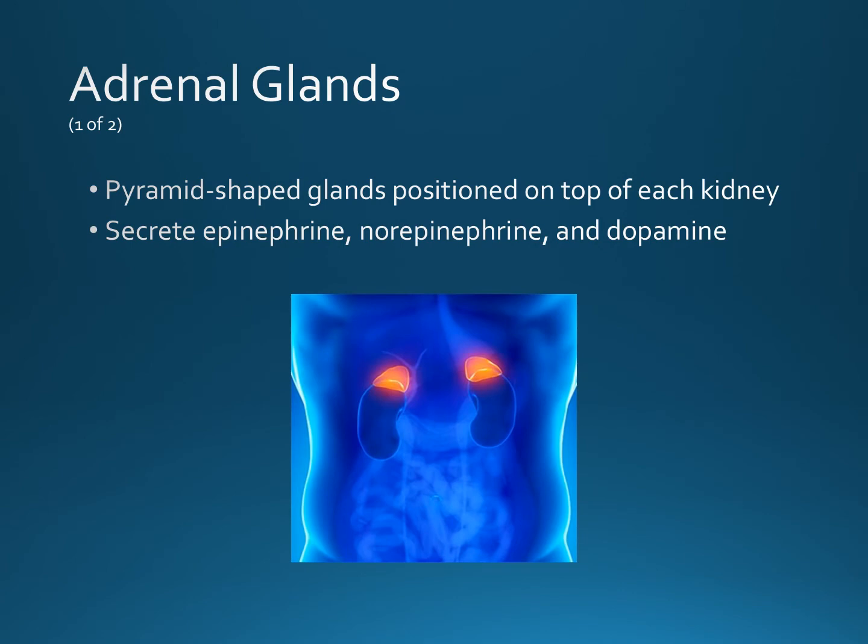The adrenal glands are found on top of each kidney. These are going to be pyramid shaped. They're highly vascular, and the adrenals have a central portion called the medulla, and the outer portion is called the cortex. These adrenal glands will produce, store, and secrete the hormones epinephrine and norepinephrine.